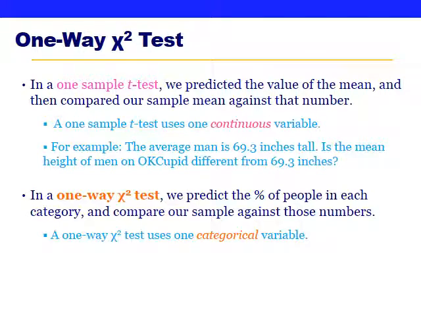A one-way chi-square test, as we talked about in Monday's class, follows a very similar process but works with a categorical variable instead. In other words, what we're doing here is we're making a prediction about what percentage of people we expect to fall in each of the categories that makes up that categorical variable. Then we collect data from our sample and we compare the percentages that we actually found against the percentages that we expected to find to see whether they are different from what we expected to find.